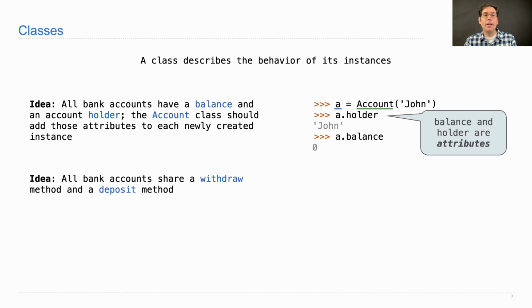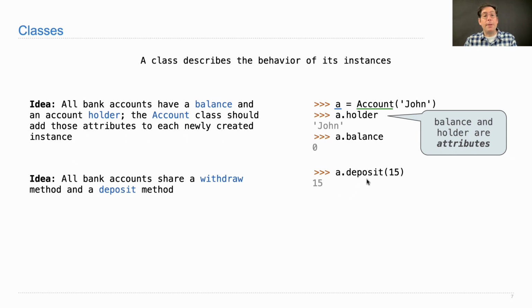which is an instance of the account class. All bank accounts should share a withdraw method and a deposit method, meaning that they behave in the same way. They might have different balances and different holders, but what it means to deposit into a bank account is the same regardless of which bank account it is.